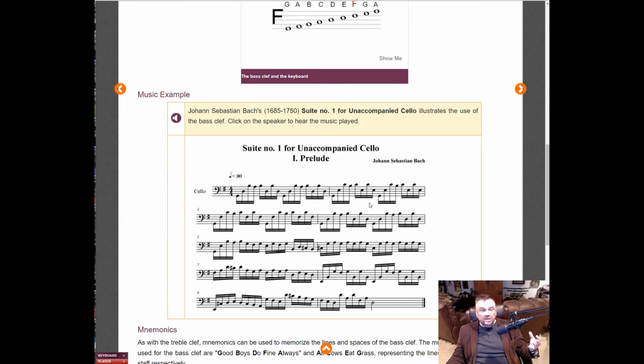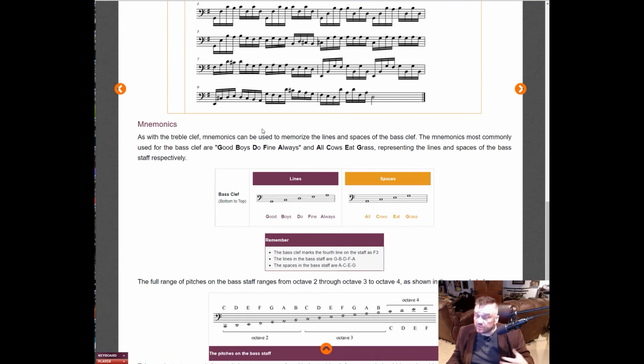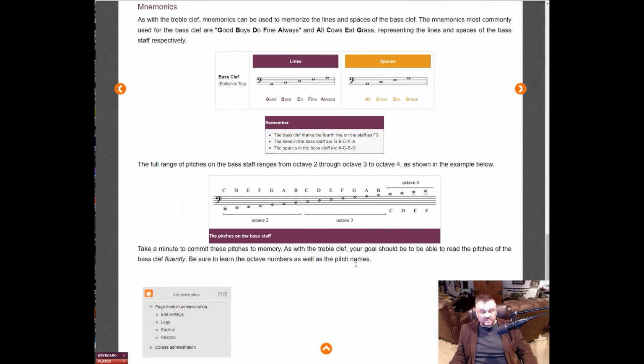Okay, so you can look at this. This is now showing you a suite for cello by Bach. It's a great little suite if you want to listen to it. In fact, you may have heard it before. It's a very popular cello suite. Okay, and here's more mnemonics, showing you the good boys do fine always. All cows eat grass, or all cars eat gas. Again, good burritos don't fall apart. Whatever you have to do to memorize the lines and spaces of both the treble and the bass clefs.